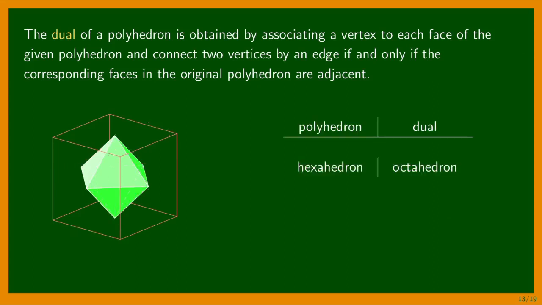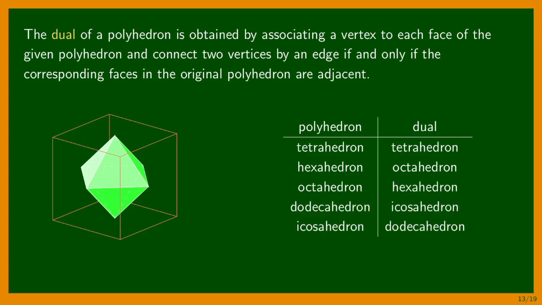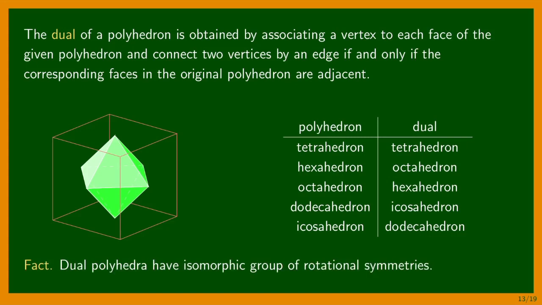Kaya nga ang hexahedron, which is the cube, ang dual niya ay octahedron. In fact, ang dual ng octahedron ay hexahedron. So, parang complement yan, and vice versa. Kapag nilista mo yung mga duals ng mga solids, you will find that the tetrahedron is self-dual. Hexa and octa are duals, while dodeca and icosa are duals. And why talk about duality over here? Kasi kapag ang dalawang polyhedra ay duals, yung mga group of rotational symmetries nila ay actually isomorphic.